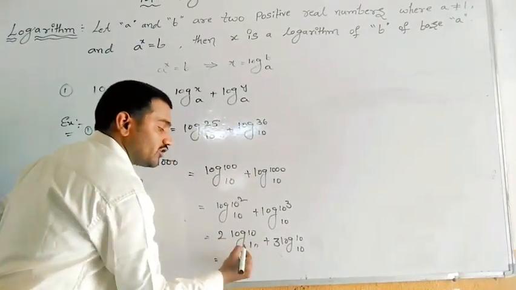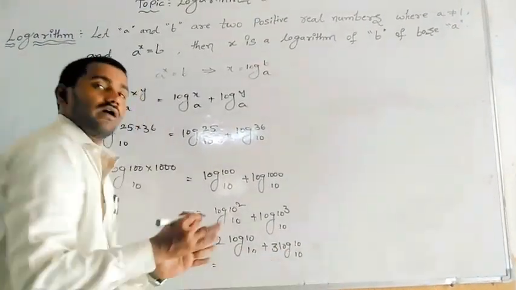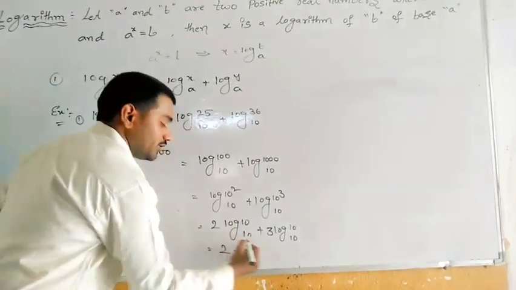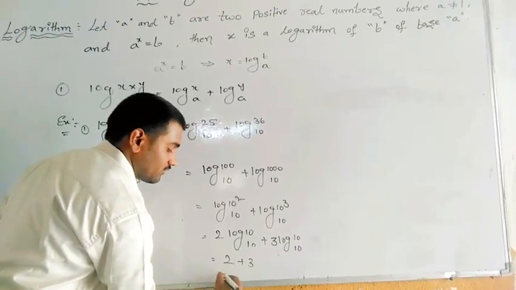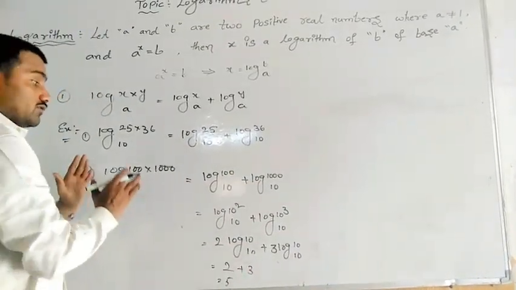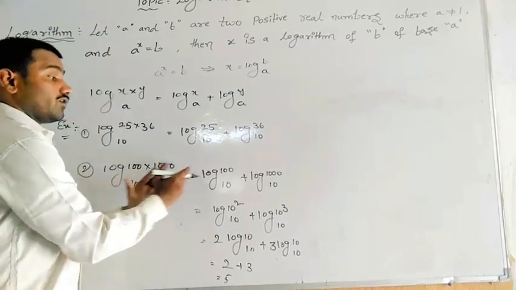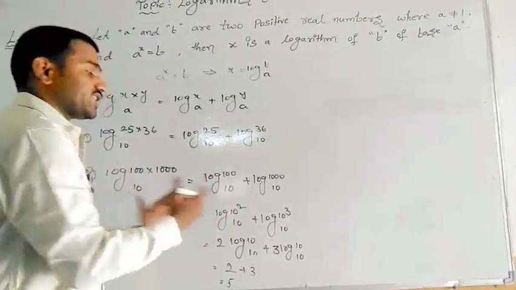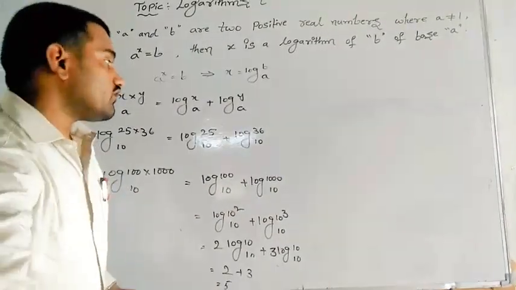And here this value will be 1. Why is this value 1? There is one proof again, that also I will explain. Okay, 2 plus 3 equals 5. This value will be 5. So because I simplified this, now you just learn that log x into y equals log x plus log y, whatever the base they have given. So let's go for the next question.